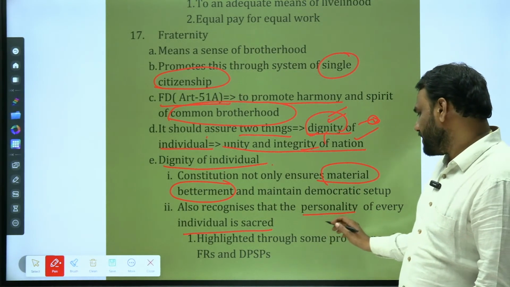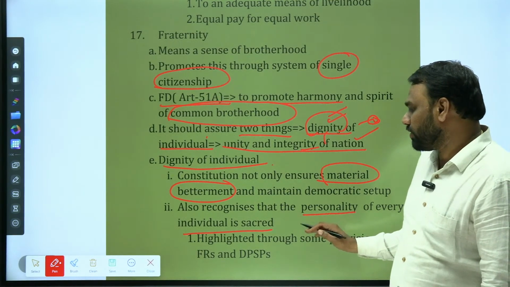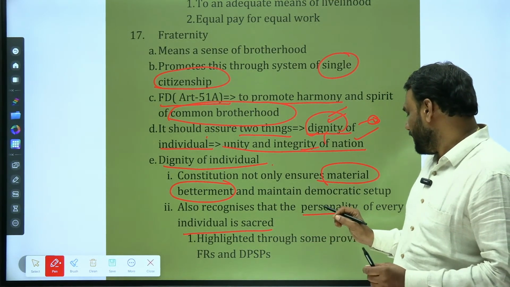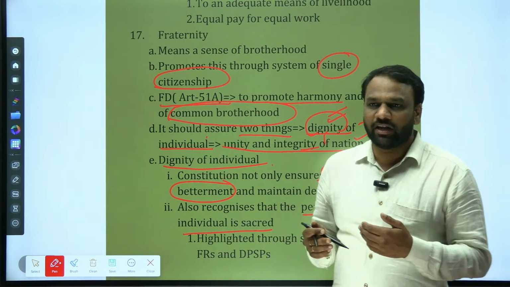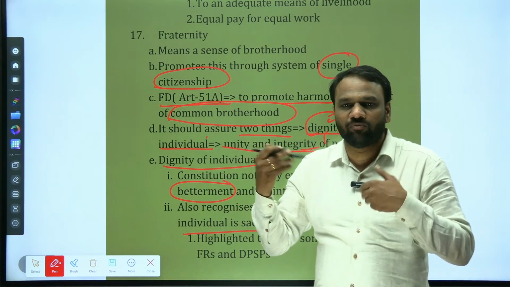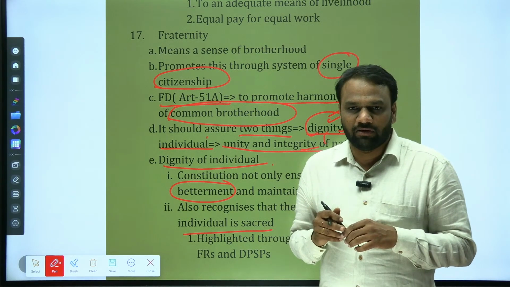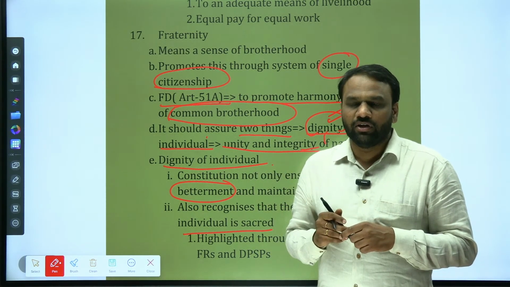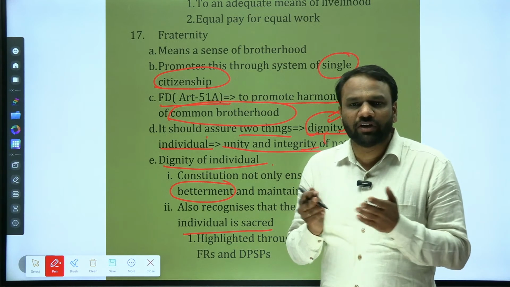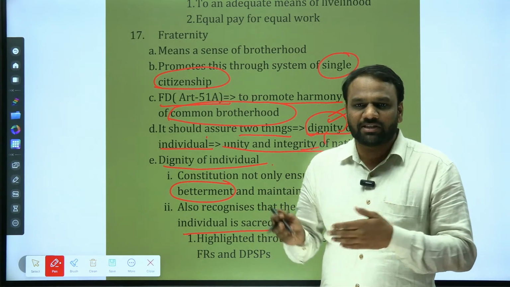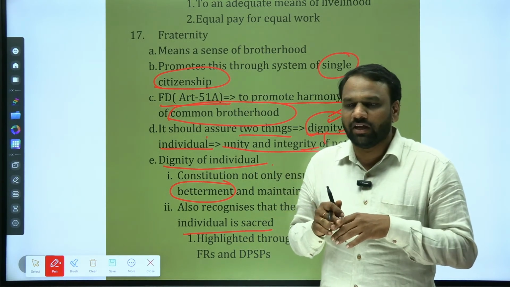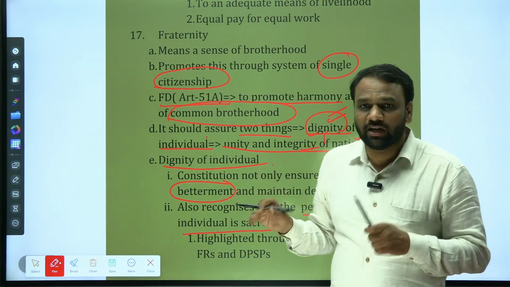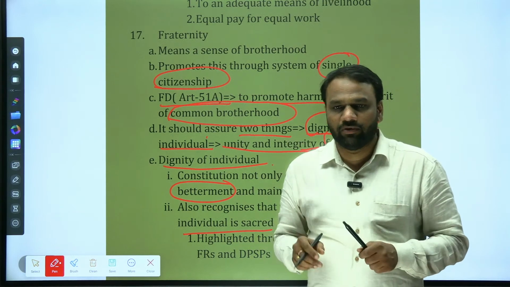Next, it also recognizes that the personality of every individual is sacred. Our constitution says that the personality of every individual is sacred. Generally we have this opinion: I have a different personality and I expect others to have a personality similar to mine, but it is not possible. I am different, you are different. Even during our freedom struggle, we had different ideologies. Some were extremists, some were moderate, some were revolutionaries, but everyone has his own individual personality, and our constitution recognizes that every personality is sacred.